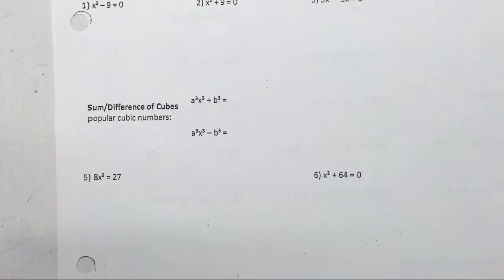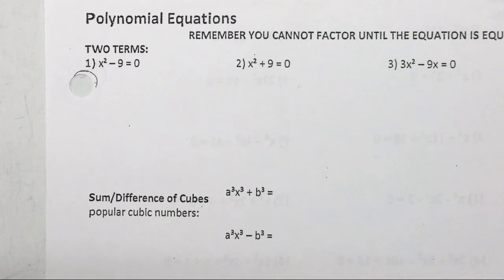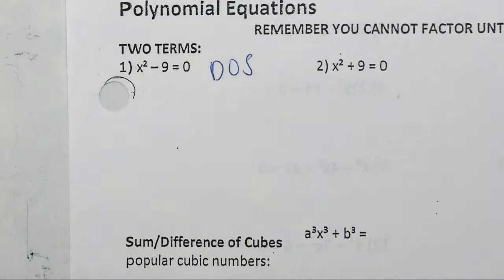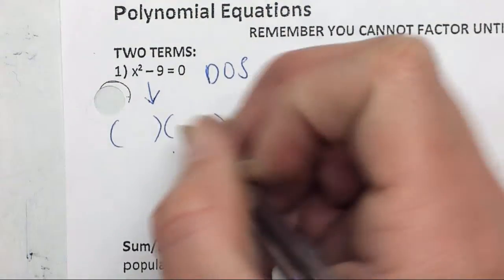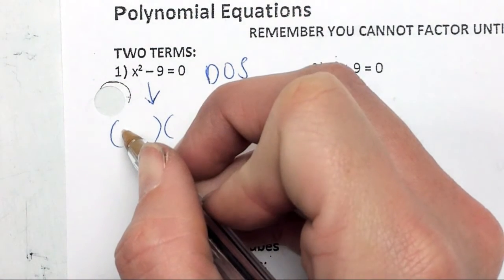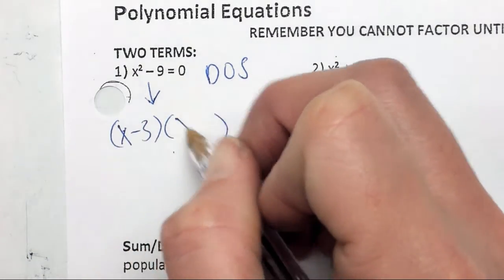This one has two terms. What method should we use for number 1? Good. How'd you know that? Two things how you know that it's difference of squares. First one is there's a what? Two perfect squares, and there's also a what? Minus sign. Okay, so tell me what this factors into. Good. X minus 3, x plus 3.